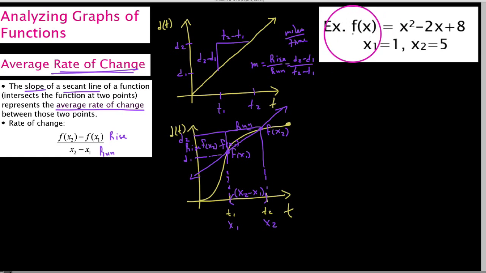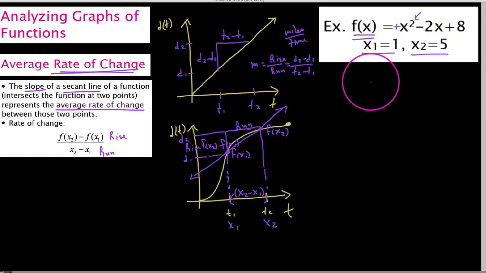So what I've done is I've given this function here, this second degree function, this quadratic, which is going to be the graph of a parabola, and of course we know leading coefficient positive means it's going to open up, but I want to know what is the average slope or average rate of change of this graph over the interval from x equals 1 to x equals 5, okay?